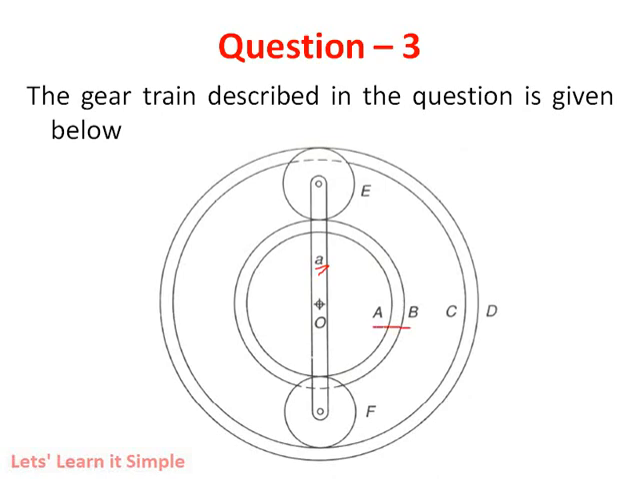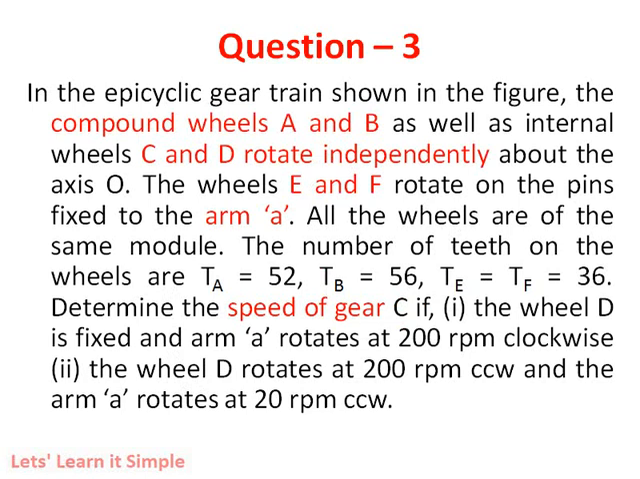The gears A and B are given as a compound wheel. You can see in the description here. In the arrangement of the epicyclic gear train, that is a sun and planet gear, AB is the compound wheel, which means the speed of revolution of A and B are equal. Since it is a compound wheel, AB is taken as a single element, keep in mind.